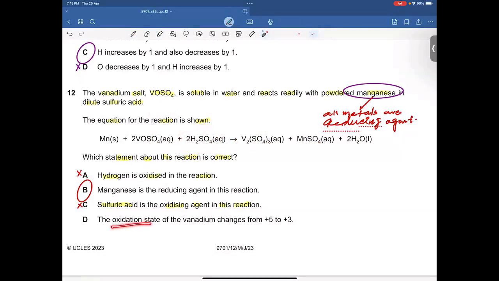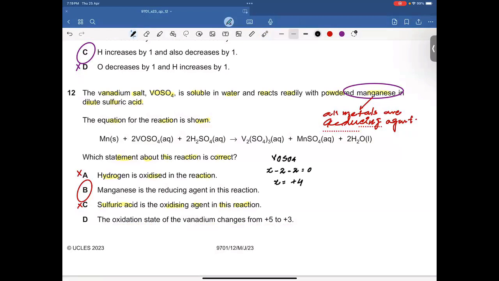The oxidation state of vanadium changes from +5 to +3. Let me talk about that. So first of all, let's determine the oxidation state of vanadium in VOSO4. Let's say vanadium is X, oxygen has a charge of -2, sulfate has an overall charge of -2, and the sum equals 0 because the molecule is neutral, then X equals +4.